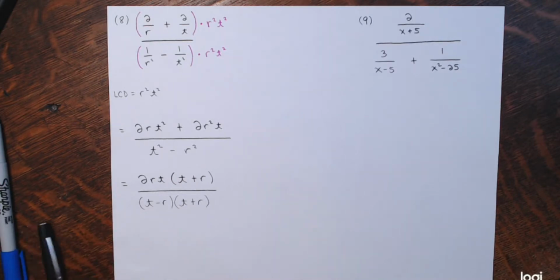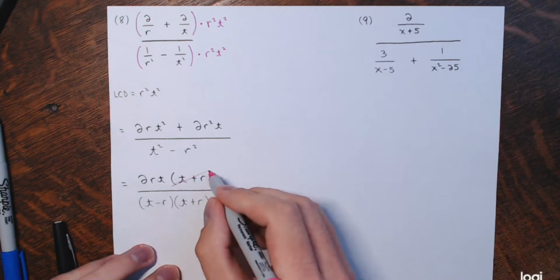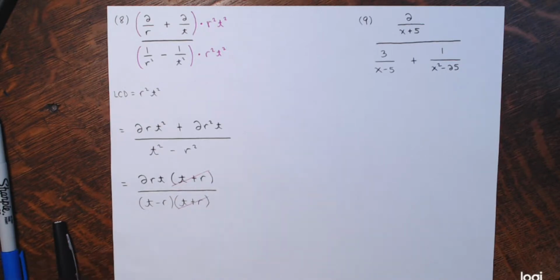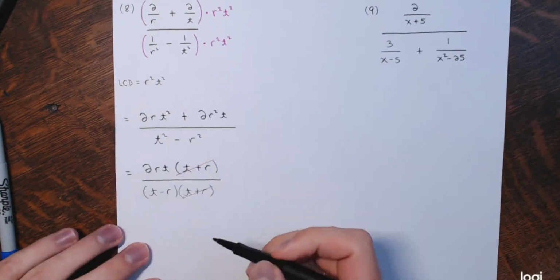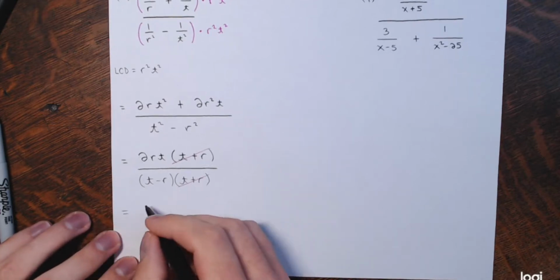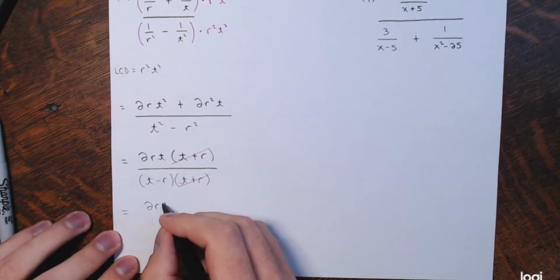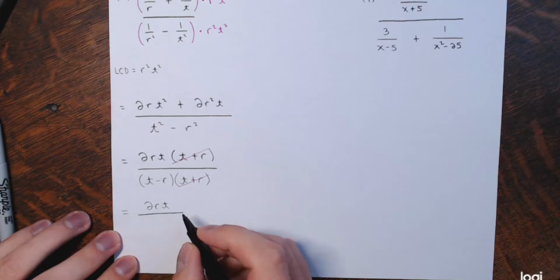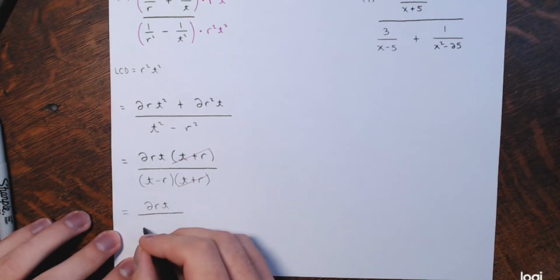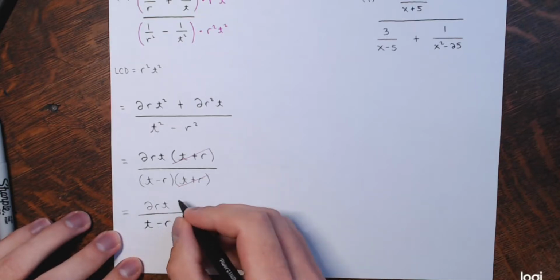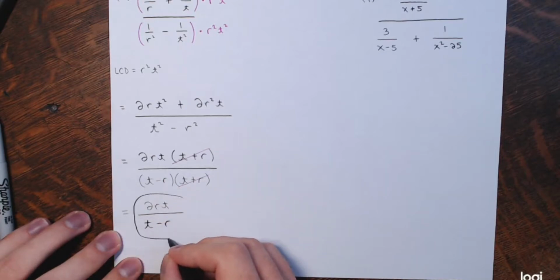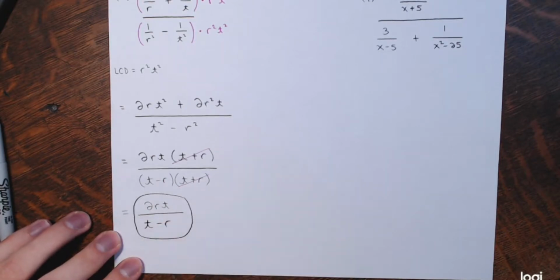And I am seeing a common factor, t plus r in the numerator and denominator, so cancel those. What I'm left with in the numerator is 2 times r times t, and the only expression left in the denominator is t minus r. And this fraction right here, this is as simple as that would get.